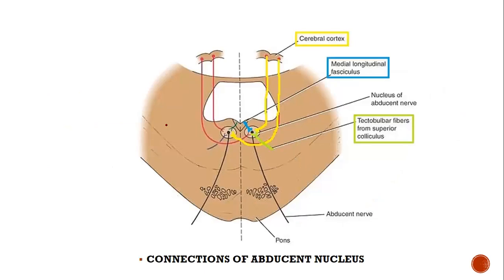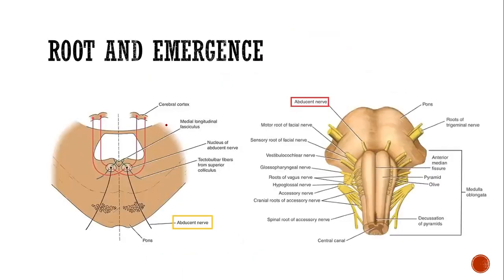It is also connected to the cerebral cortex, the medial longitudinal fasciculus, and tectobulbar fibers from the superior colliculus, so that these three nerves can function in coordination with each other, so that your eyeball has very coordinated movements. Furthermore, the root only has one root since it has only one nucleus. The emergence of the abducens nerve is at the level of the pontomedullary junction. It is the medial-most nerve which emerges from the pontomedullary junction, along with the facial nerve and vestibulocochlear nerve.